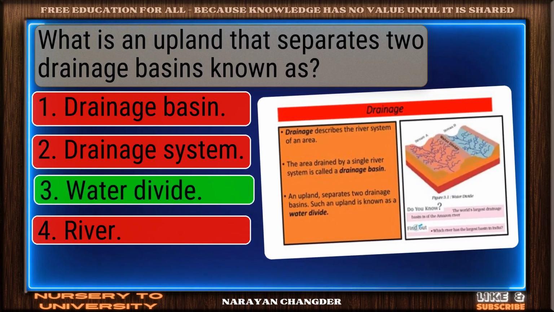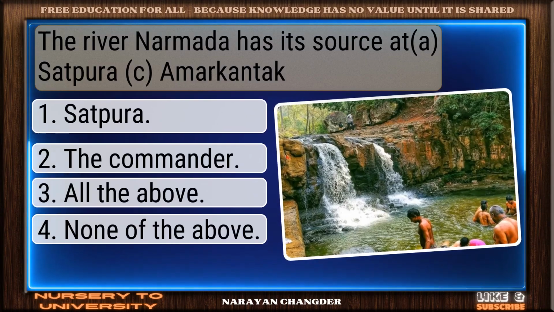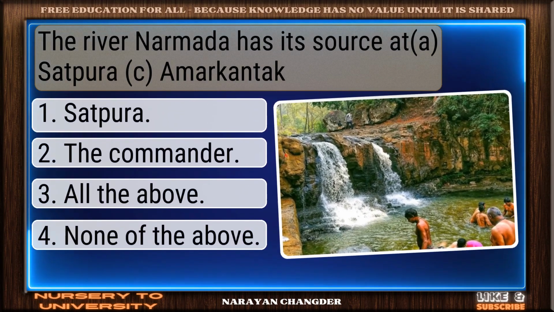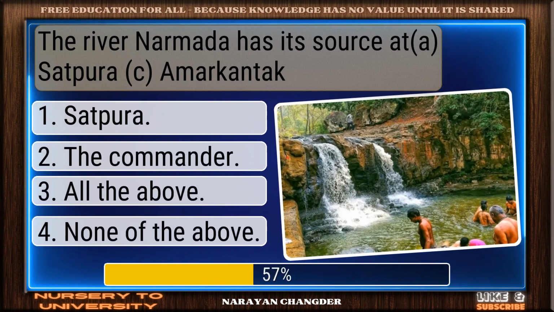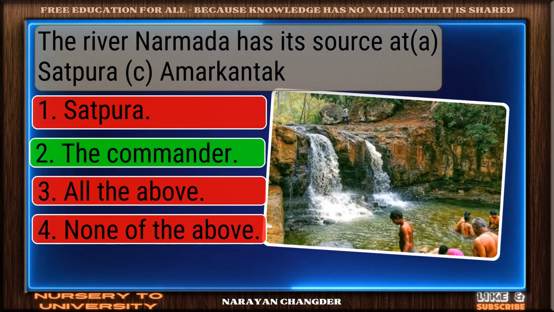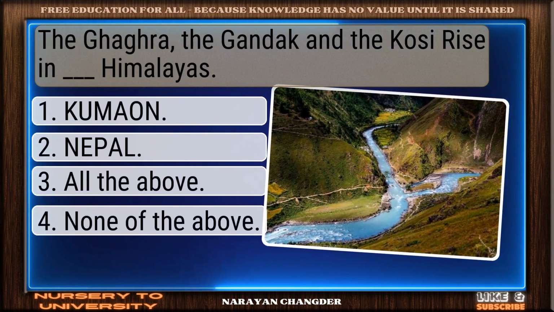Well picked. Water divide is the correct answer. Question number 86. The river Narmada has its source at Satpura Amarkantak. Great thinking. The commander is the right choice. Question number 87. The Gagra, the Gandak, and the Kosi rise in Himalayas.